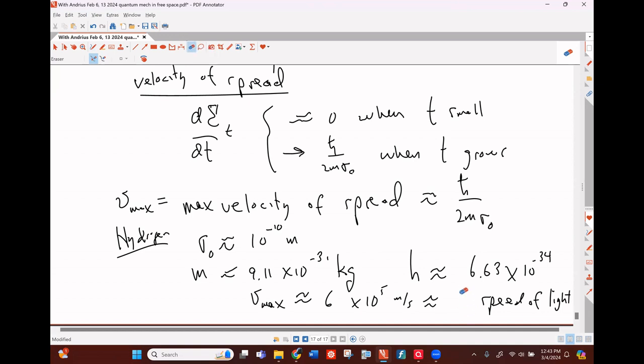It's not 1 over 200. I'm sorry, it's 1 over 2,000ths. No, it's 1 over 500. You multiply by 1,000, you get 6 times 10 to the 8th. Half of that is 3 times 10 to the 8th. So it's 1/500 the speed of light. That's weird. How did I get 1/200?